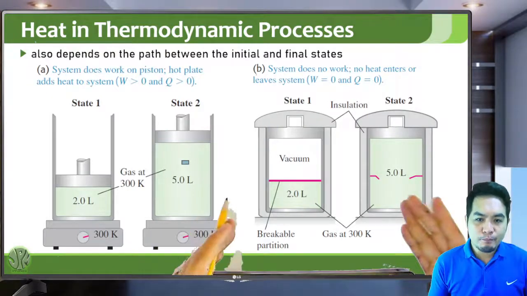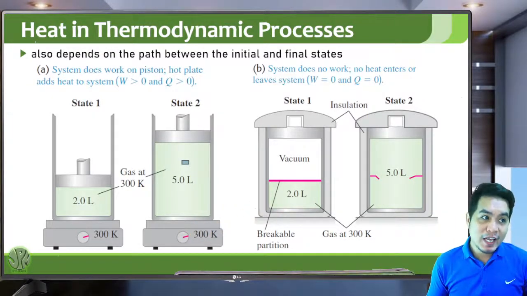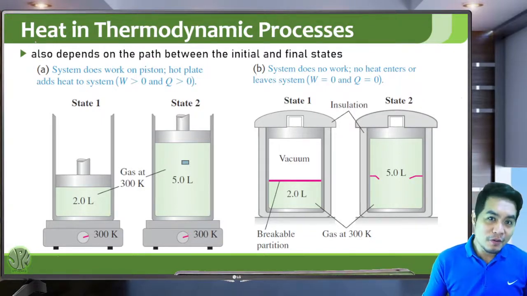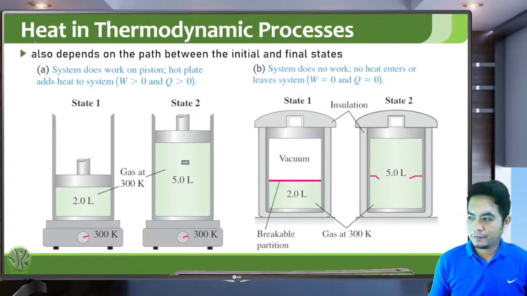So this is an example of a thermally isolated system. I think we mentioned thermally isolated systems before in unit number 1, such as the calorimeter. If you have a calorimeter, an isolated system, heat cannot enter or leave the system.